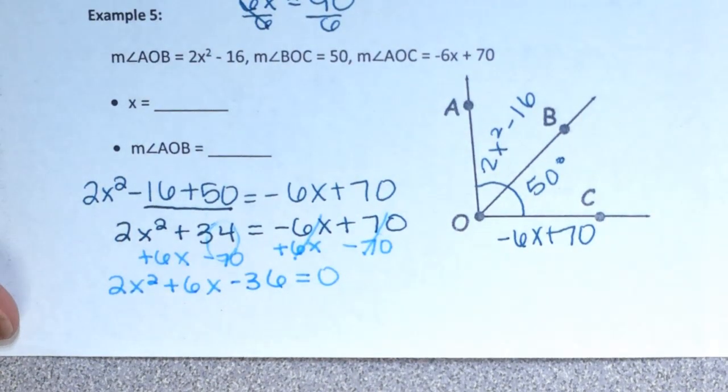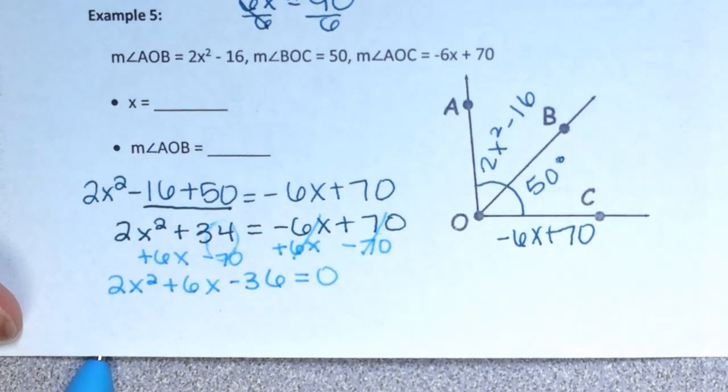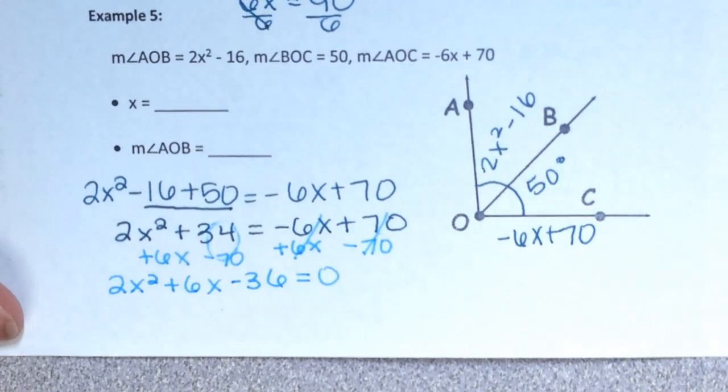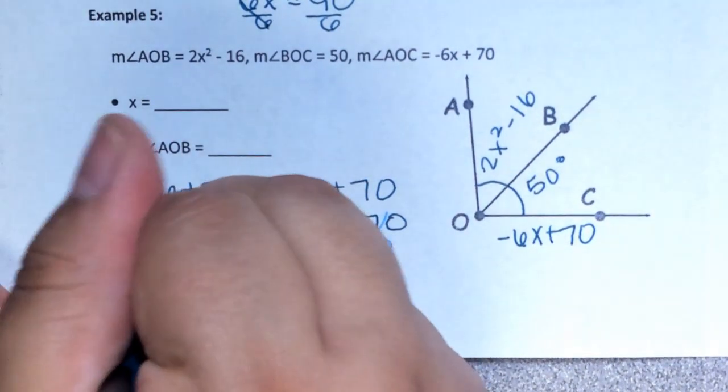I have a 2x out front. So what should we check for? Is there a GCF here? Can I divide them all by anything? Yeah. What can I divide them all by? 2.